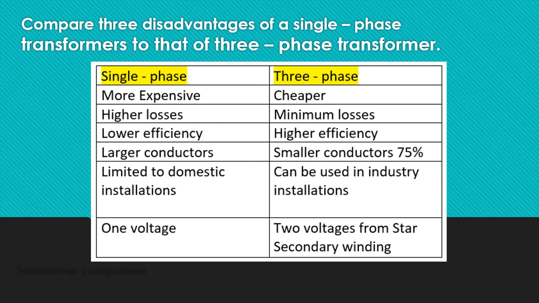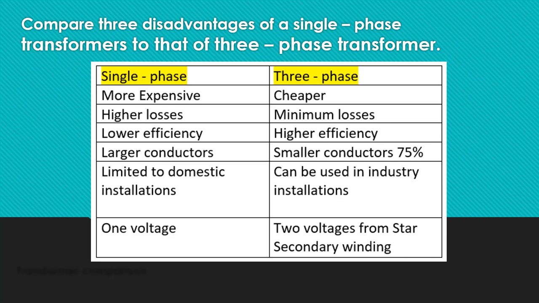Compare the 3 disadvantages of a single-phase transformer to that of a 3-phase transformer. Single-phase, more expensive. 3-phase, cheaper. Single-phase, higher losses. 3-phase, minimum losses. Single-phase, low efficiency. 3-phase, high efficiency. Single-phase, large conductors.